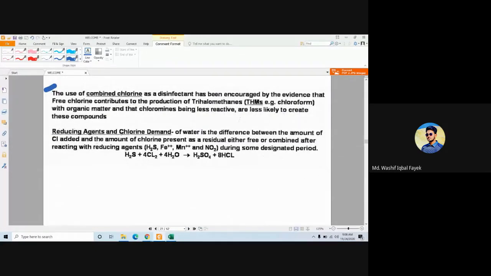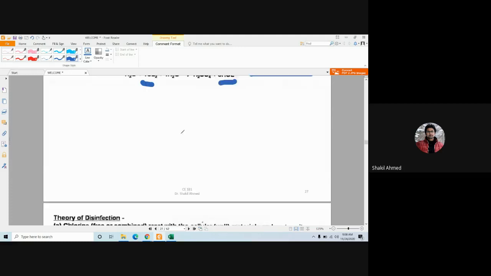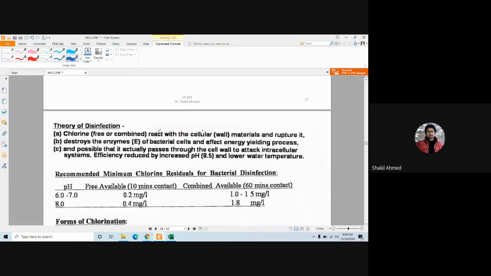Reducing agents and chlorine demand: the chlorine demand of water is the difference between the amount of chlorine added and the amount of chlorine present as a residual, either free or combined, after reacting with reducing agents during some designated period. I already told you that there are other impurities other than the ammonia nitrogen, which are reducing and which can also convert chlorine to other species. This is also a loss, I mean loss or wastage.